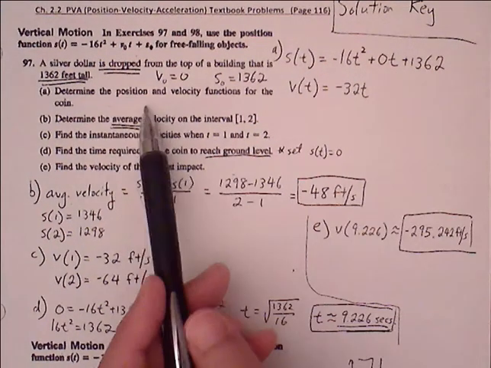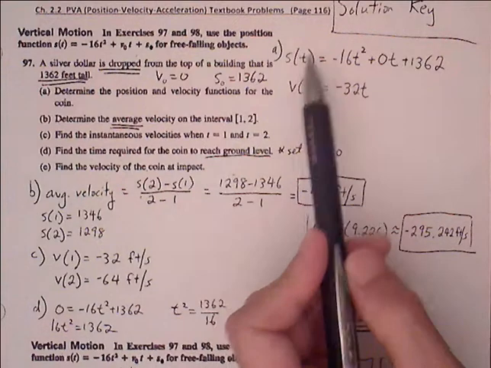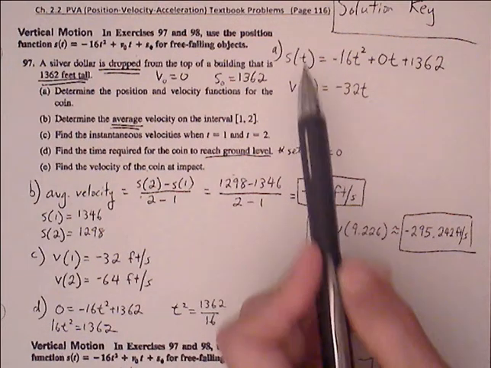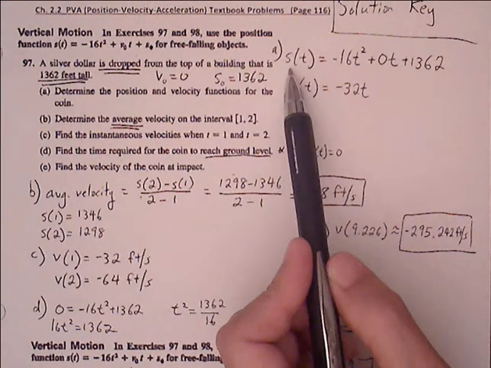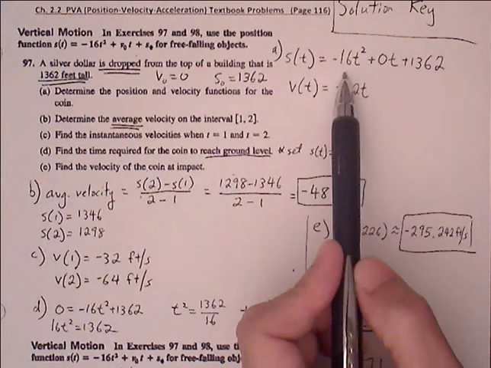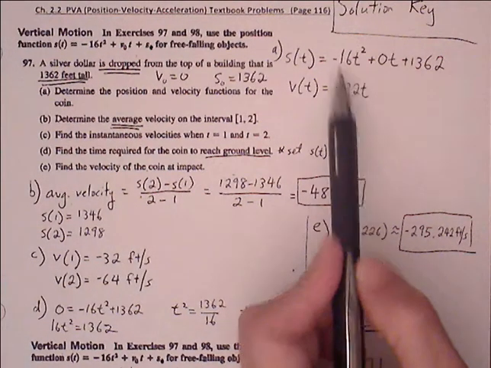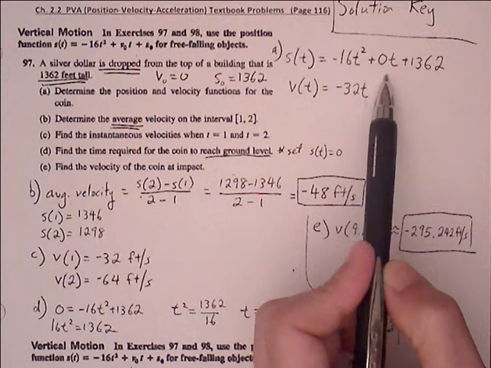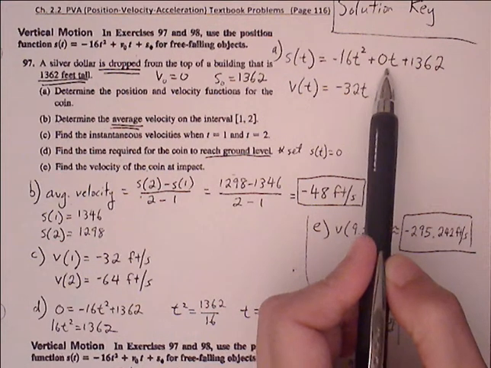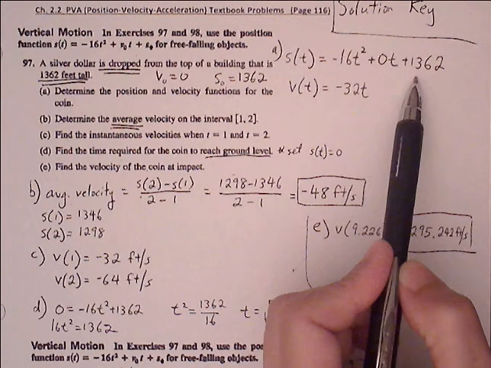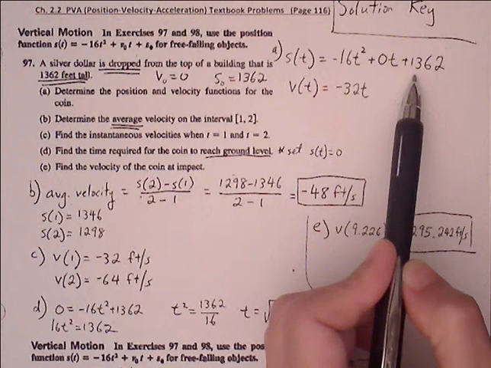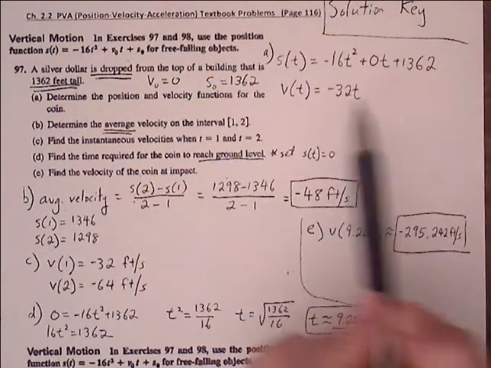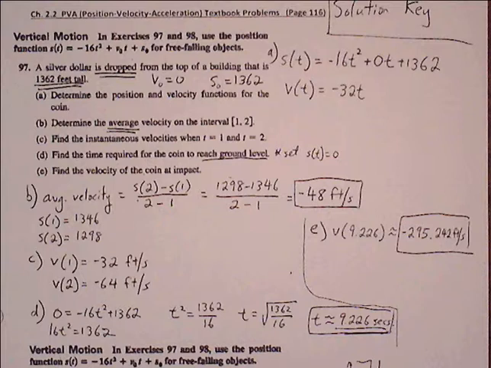Part A says determine the position and the velocity function. So we have our position function, which is s of t. Velocity function is the derivative of position, so we go through the power rule. Negative 16t squared becomes negative 32t. 0t is just going to be 0. And 1362 is a constant, so the constant's derivative goes to 0. So our velocity is simply negative 32t.